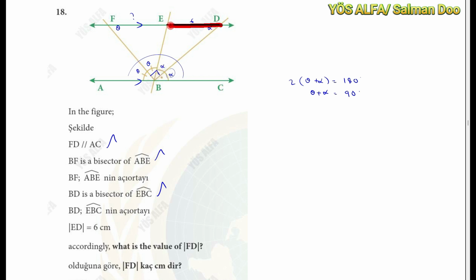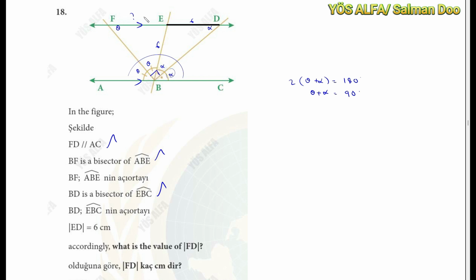So now we have alpha over here and alpha over there. So this is an isosceles triangle. So if this is 6, that's also 6. In the triangle FEB, we have the same thing going on here too. We have theta and we have theta over here. So this is also an isosceles triangle. These two sides must be the same.